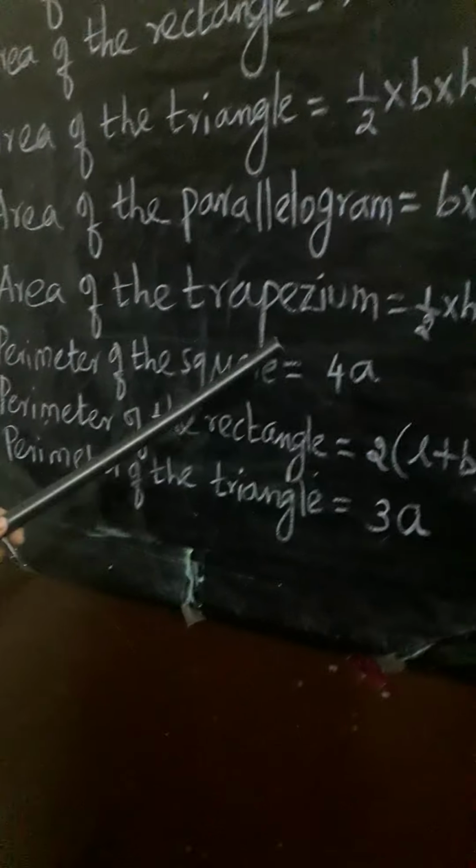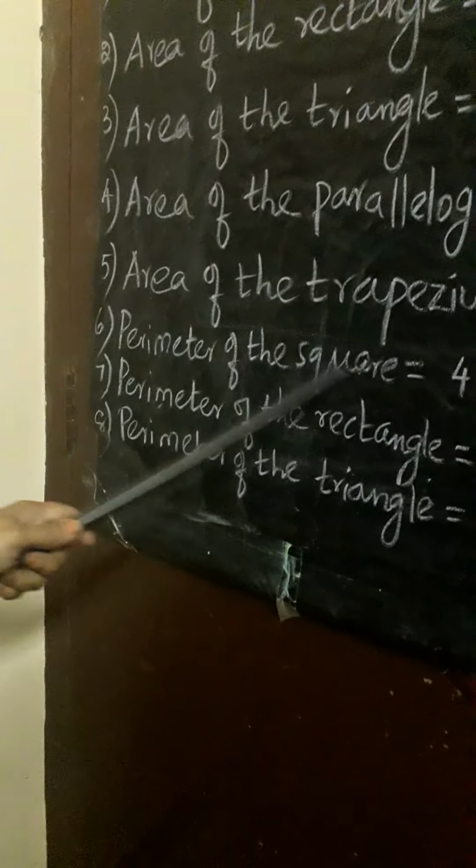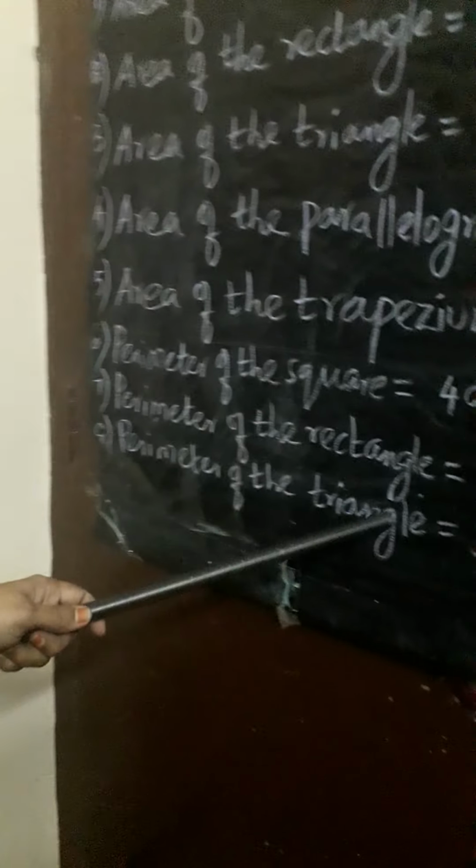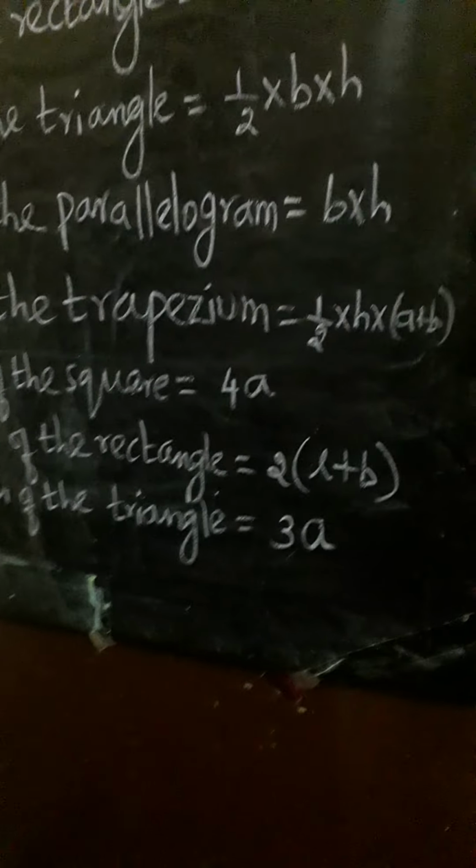Perimeter of the square equal to 4A units. Perimeter of rectangle equal to 2 into (L plus B) units. Perimeter of the triangle equal to 3A.